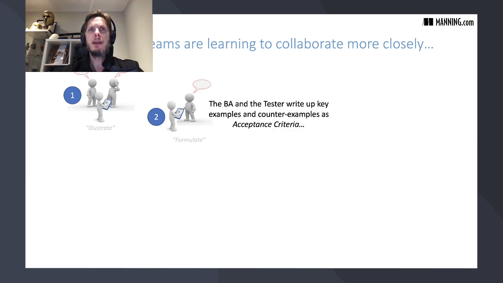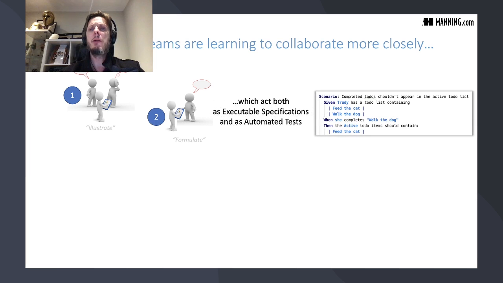Once they've got this understanding, the BA and the tester can go away and write up these examples and counterexamples, basically illustrating the requirements with what we call acceptance criteria. But in a behavior-driven development approach, the acceptance criteria are not what you'd traditionally call acceptance criteria. They're what we call executable specifications, because they are requirements, but they are also tests. These specifications, written in a format that can be executed, enable you to close the feedback loop automatically. So the specifications become the automated tests.